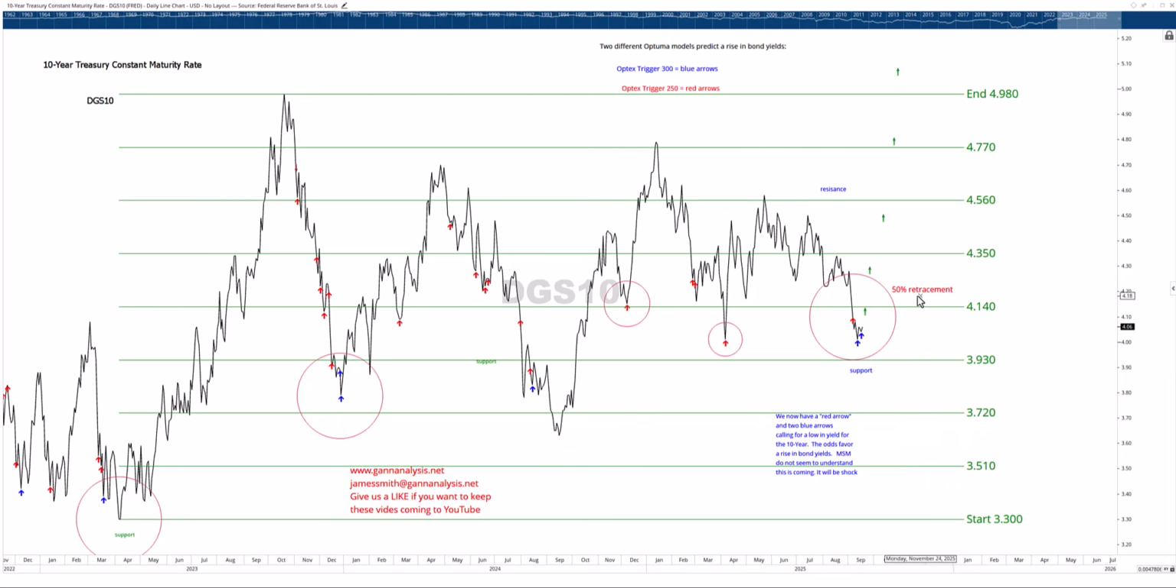So the 50% mark, that's directly from GAN. And if you close above it, that would suggest the continuation of the bond market sell-off. So there is a risk of a bond market crash if you get above 4.14%. Just keep that in mind.